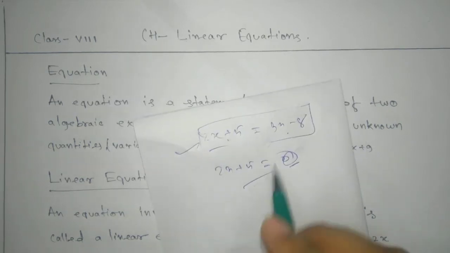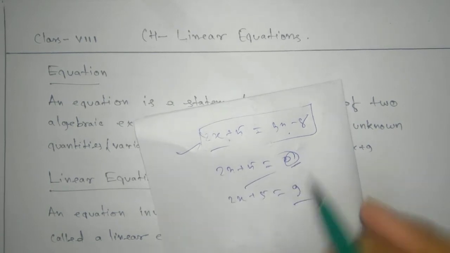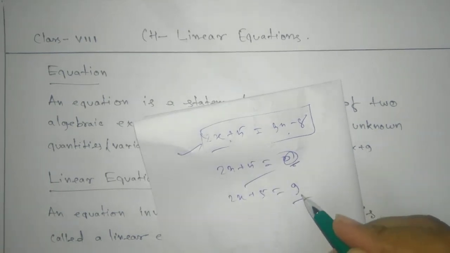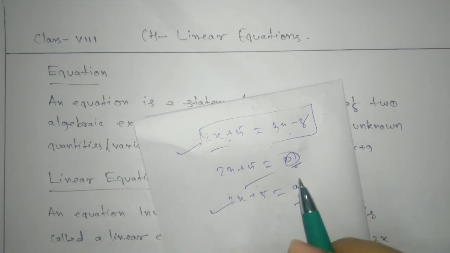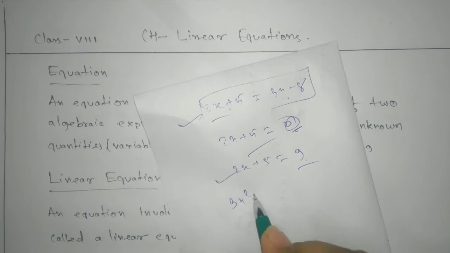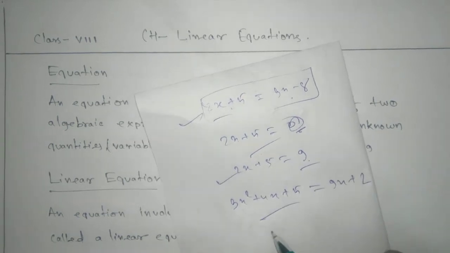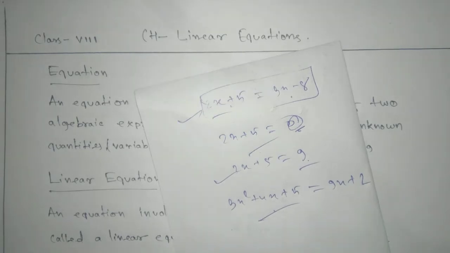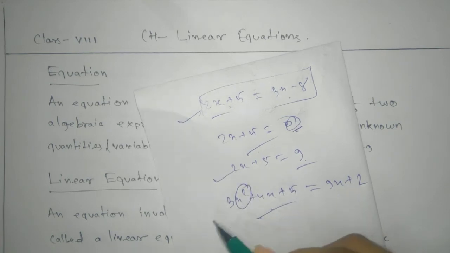Now if we take 2x plus 5 equals 9, one constant. So 0 is also a constant here, 9 is also a constant. Can we say it is an equation? Yes, it is an equation. Now, sir, if I take 3x square plus 4x plus 5 and write 9x plus 2, is it an equation? Yes, it is an equation, but it is not a linear equation. Why, sir? Because you can see the highest power is 2, that is a quadratic equation.